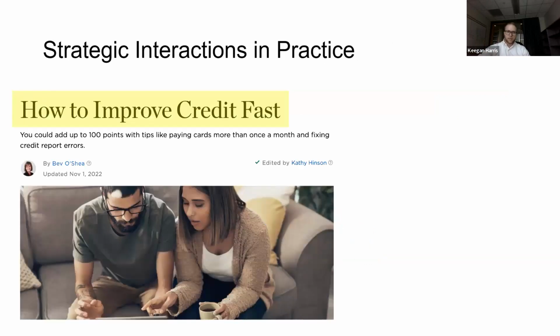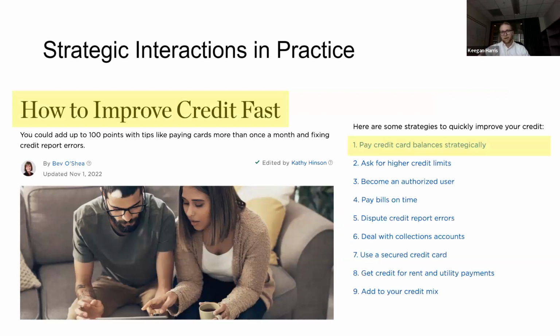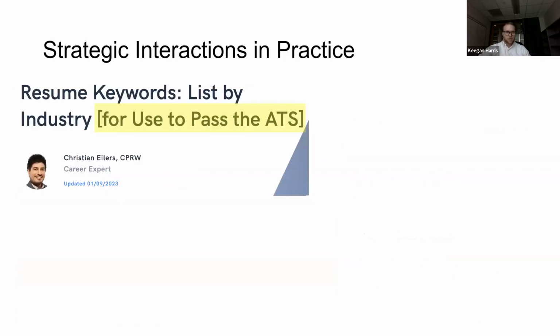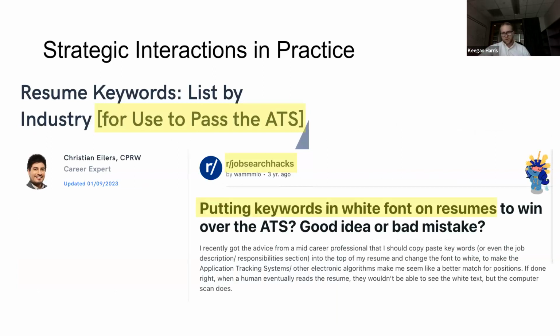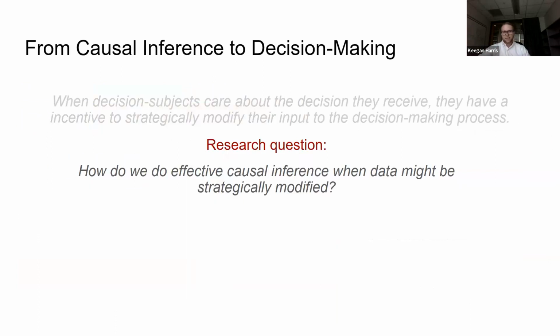One example domain is credit lending. So you'll see articles online such as how to improve your credit fast, with tips such as pay credit card balances strategically. Another domain is automated hiring, or automated resume scanning rather, where you'll see articles saying, okay, here are the key keywords to list on your resume, or questions such as, is it a good idea to put keywords in white font to win over the automated screening software? And so the research question we ask is, how do we do effective causal inference when the data may be strategically modified?